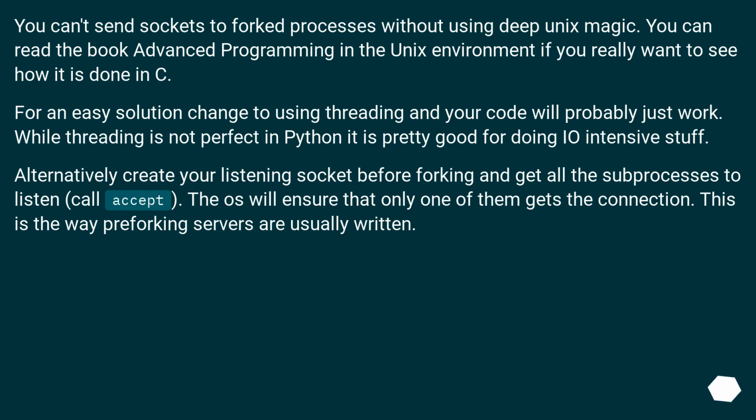Alternatively, create your listening socket before forking and get all the sub-processes to listen, calling accept. The OS will ensure that only one of them gets the connection. This is the way pre-forking servers are usually written.